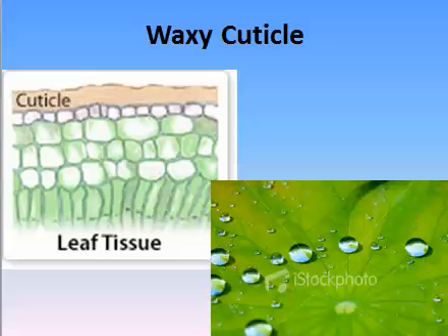Other leaves do not have as thick of a cuticle, but they still provide the inside of the leaf protection from drying out. The waxy cuticle then lies on the outside of the leaf. You might think of it as the skin of the leaf.